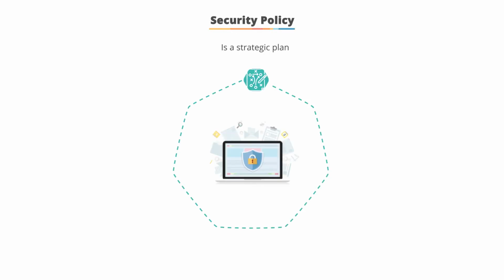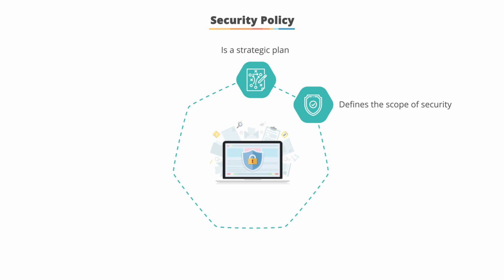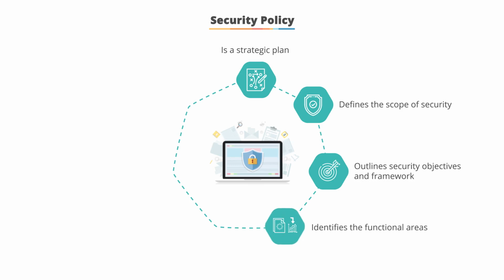The security policy is a strategic plan for implementing security. It defines the scope of security needed for the organization. It defines the main security objectives and outlines the security framework. It identifies major functional areas of data processing. It broadly outlines the security goals and practices that should be employed.